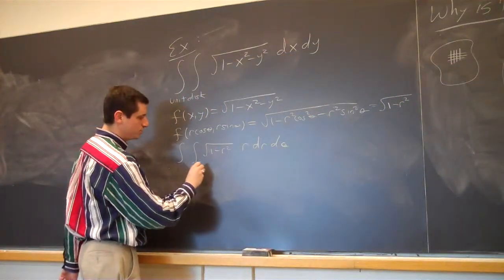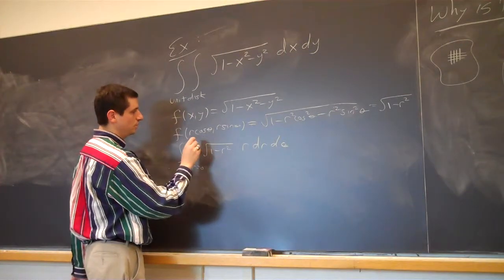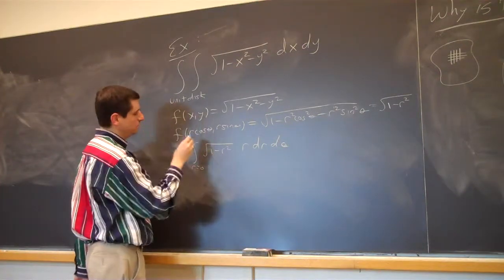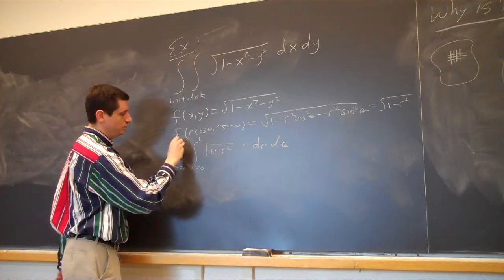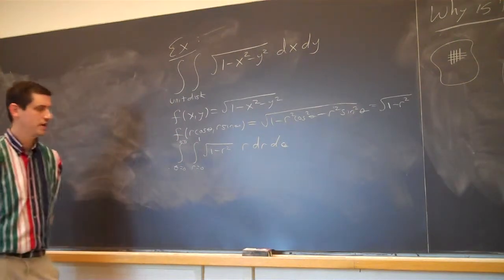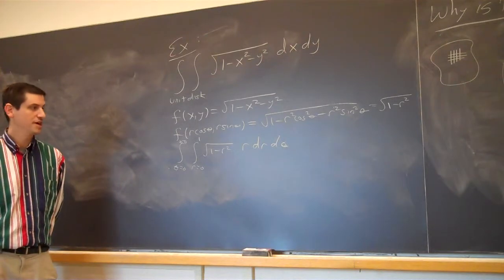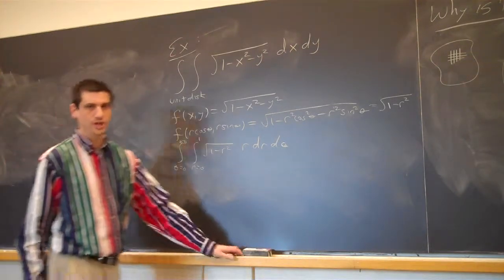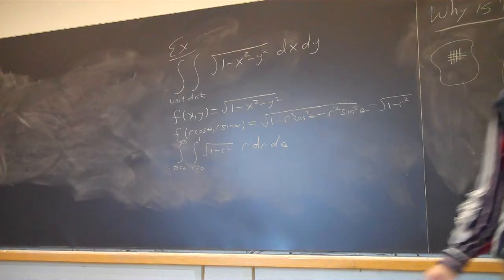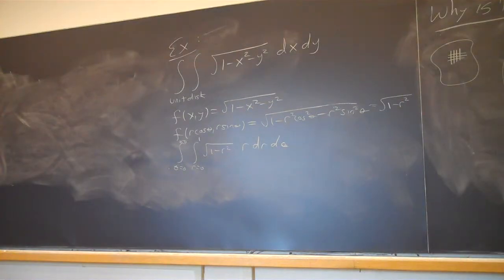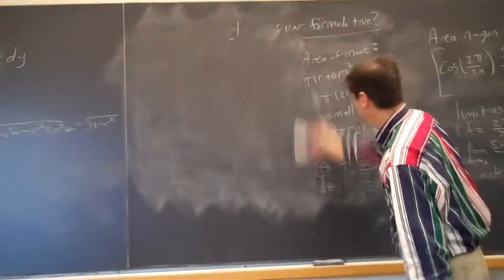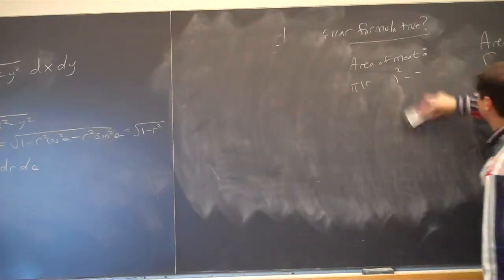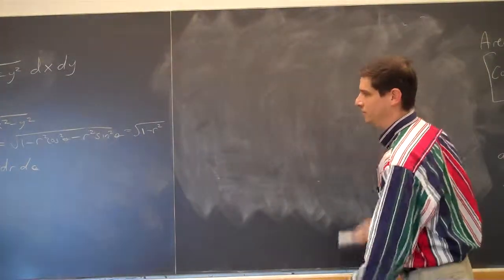So r goes from 0 to 1, the unit disk. Theta goes from 0 to 2 pi. It's a rectangle. I could integrate the theta first. And so what I want to do now, since we've got a couple of minutes left, is do this integral somewhat carefully and be a little bit more free in terms of the order in which I do things. I'm integrating over a rectangle.